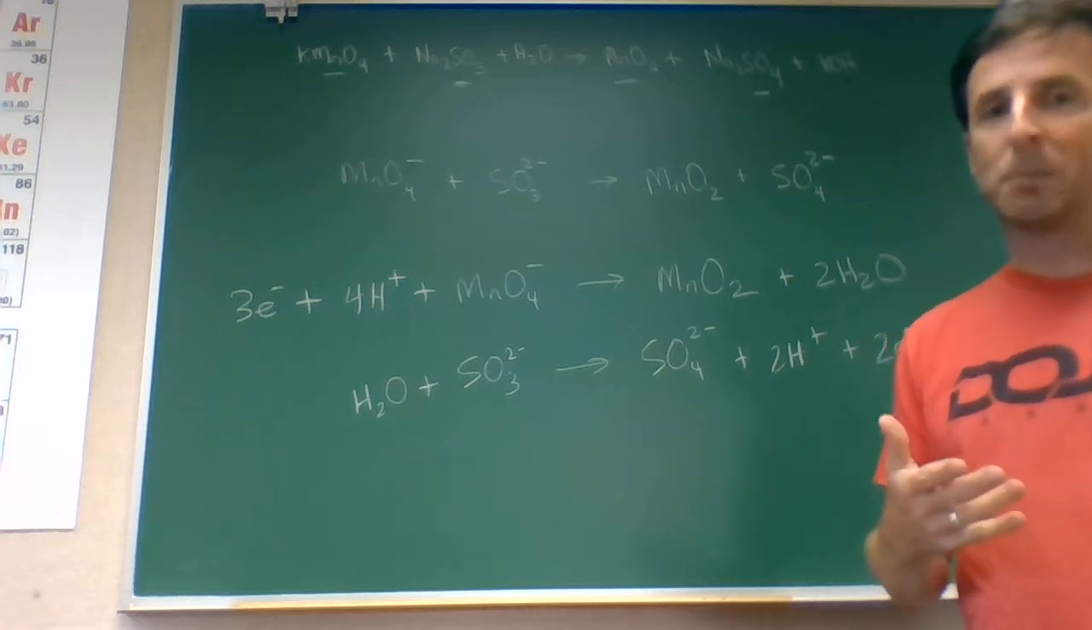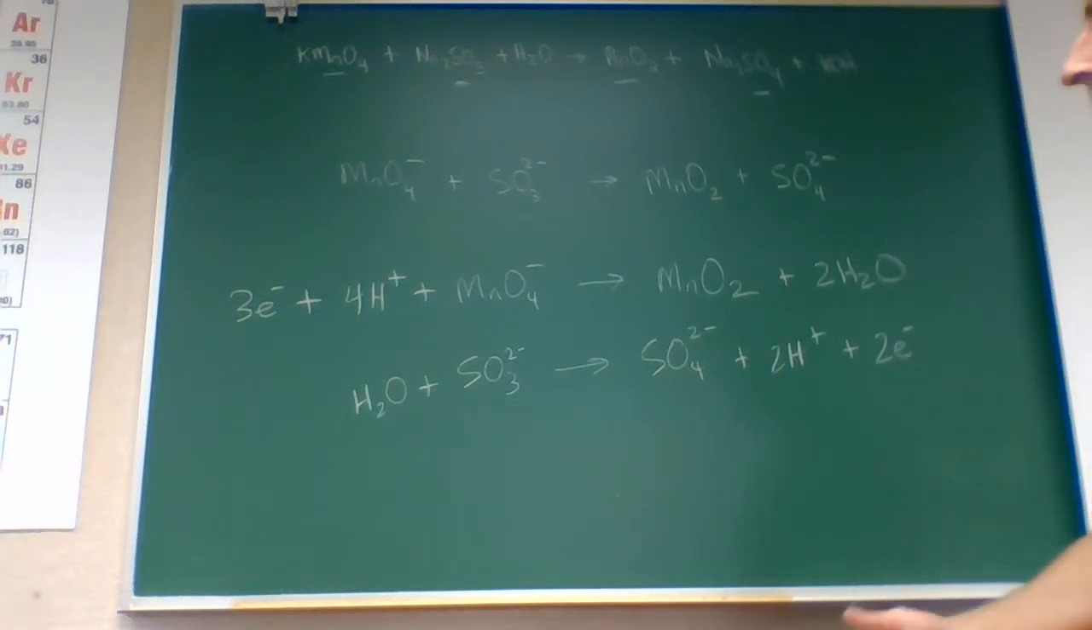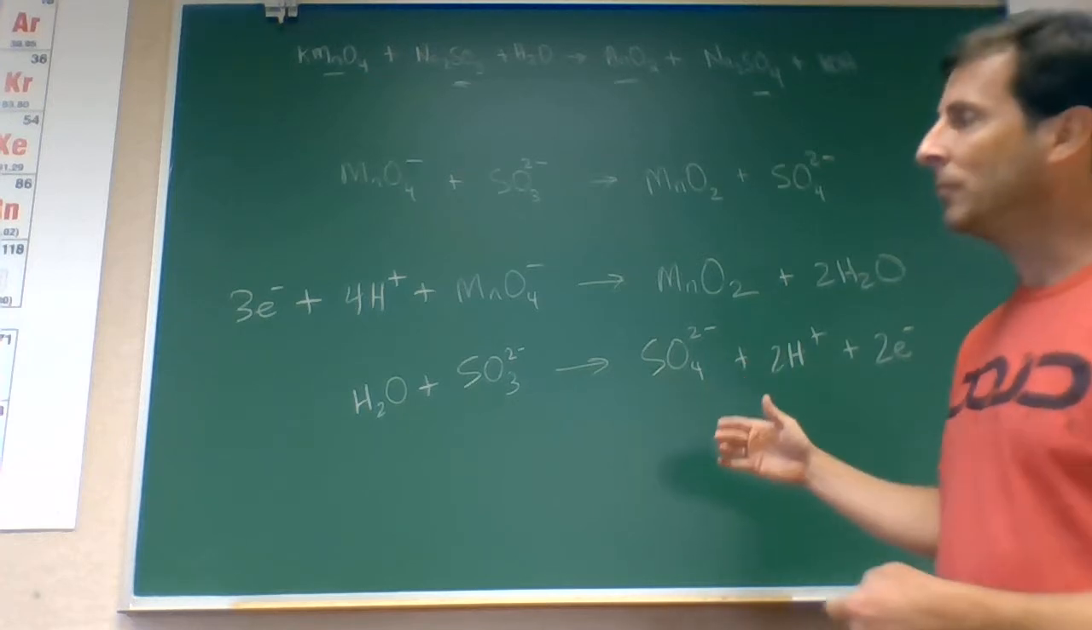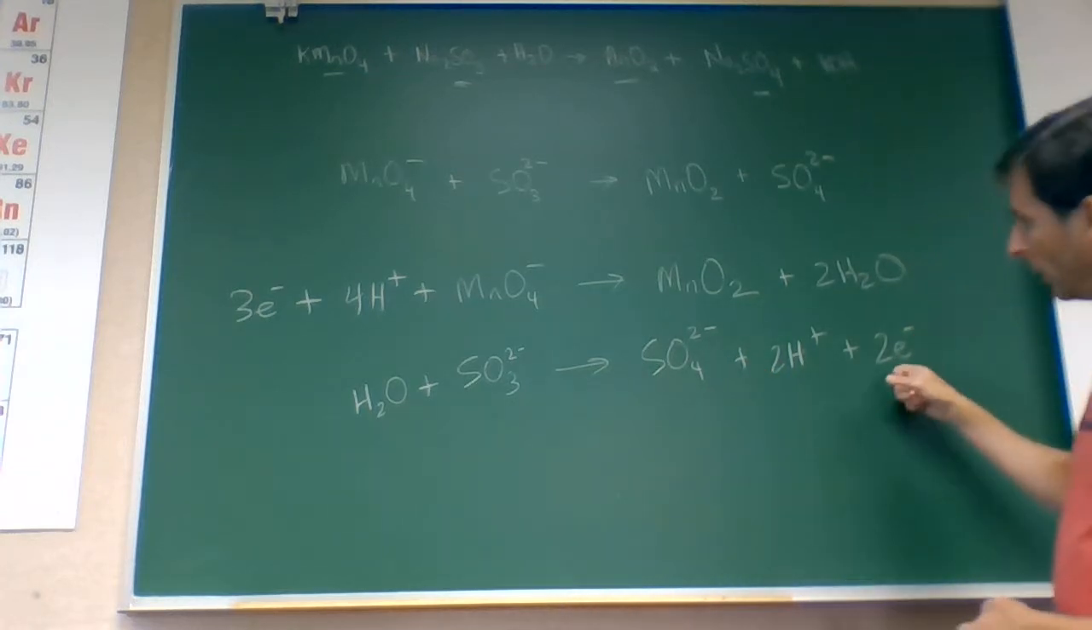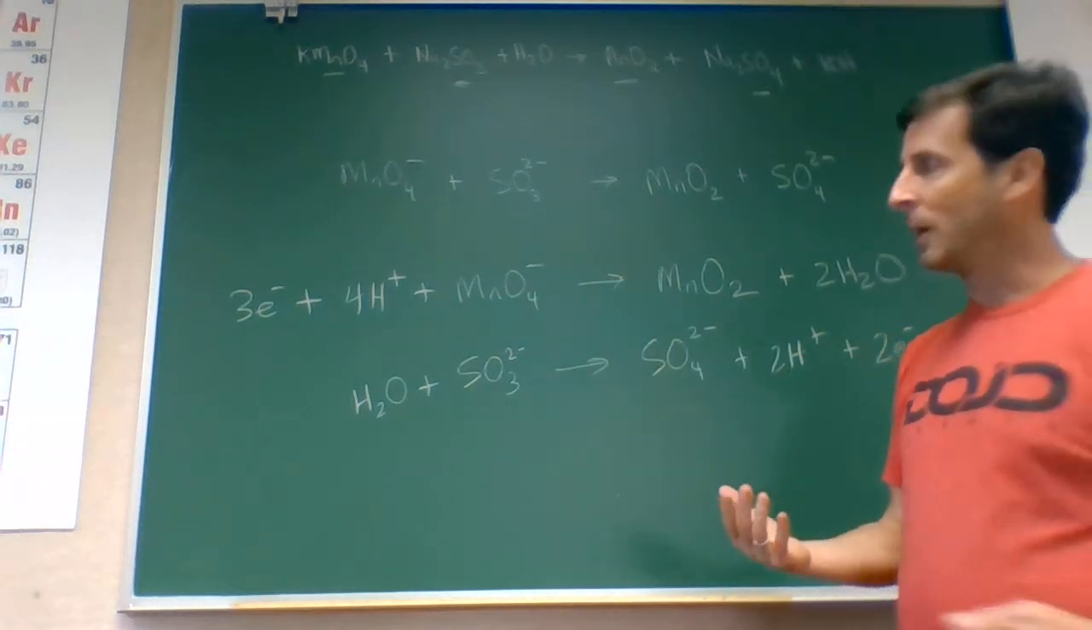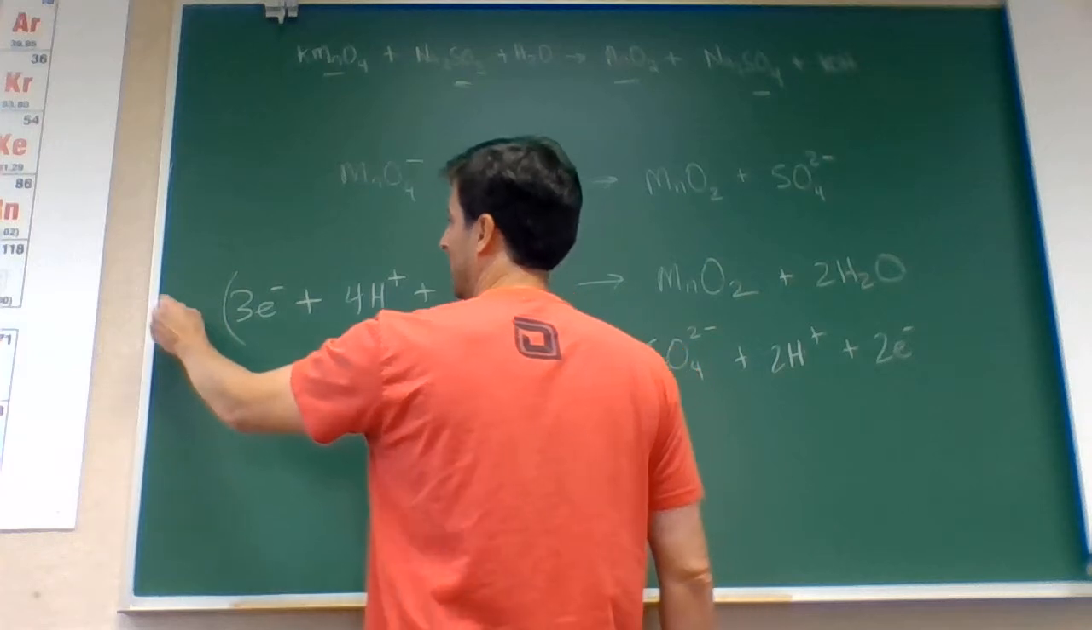You should be able to see at this point, once you get the pattern down, this should be a very fast process for balancing each half reaction. At this point, I've got 2 electrons here, 3 there. My lowest common multiple is 6. So I'm going to multiply the whole first reaction times 2.